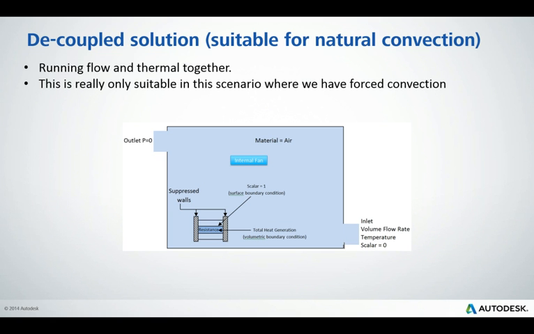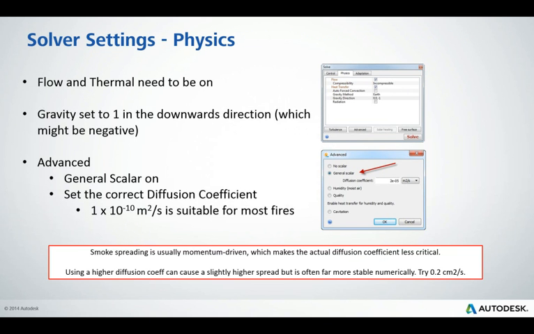So just a quick summary of what we're doing. This is our model. There's nothing more complicated than this really, where it's just open on the inlet and the outlet. We have a temperature on the inlet, and we have our heat source and scalar 1 on the fire. Because we're going to be running flow and thermal together to help us capture the natural convection, we need to make sure that flow and heat transfer are both on at the same time, and we would set our gravity in the downwards direction, which quite often is a negative direction. You'll see there I've got 0, 0 and -1 because it's downwards in the Z direction.